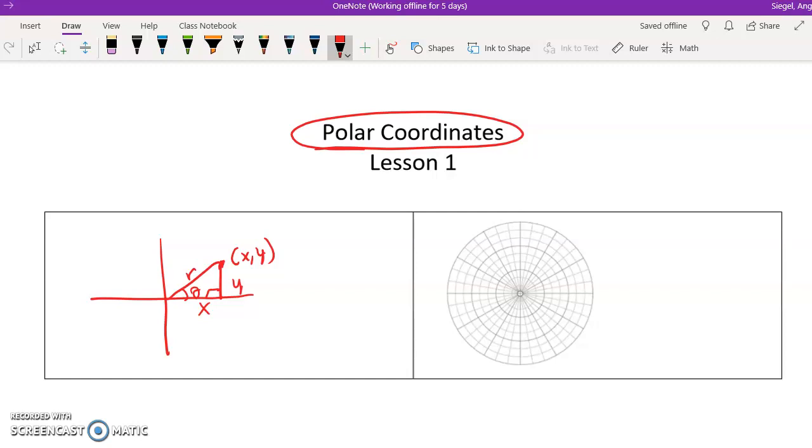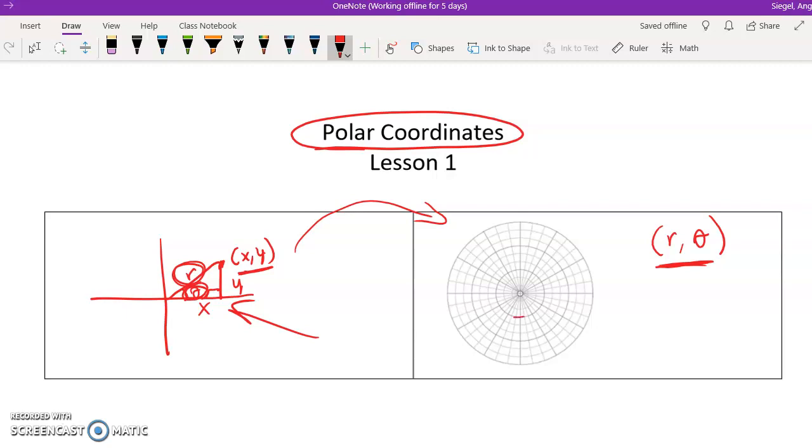So now what we're going to do is come over and apply this to a polar coordinate. So instead of having an xy coordinate, our polar coordinate is going to be our r and our theta. It's the same r and the same theta as over here, but this is how we're going to write it. So your r is your radius.